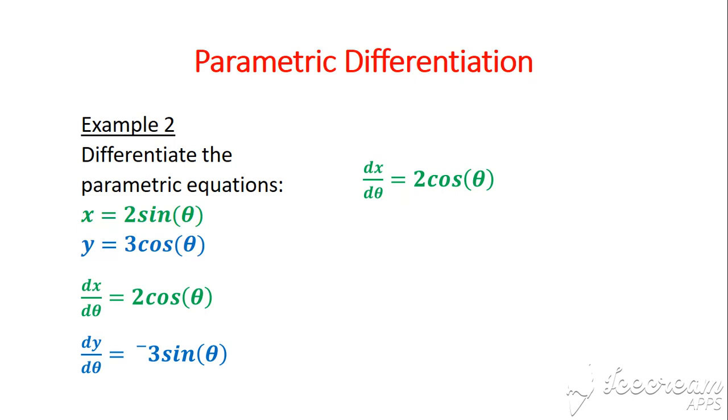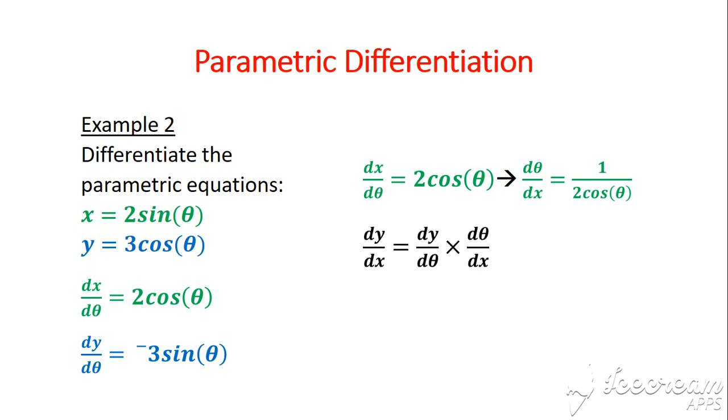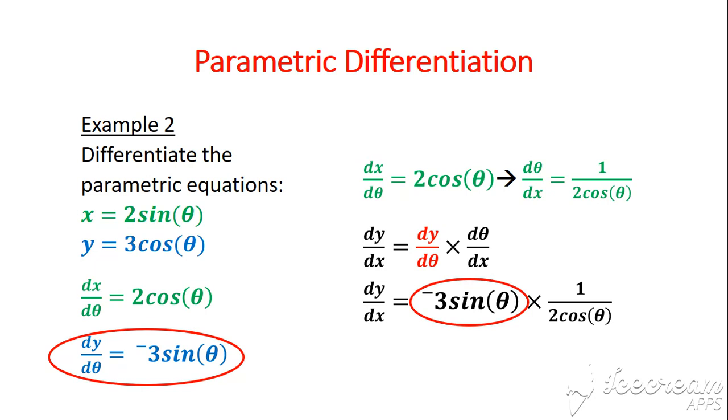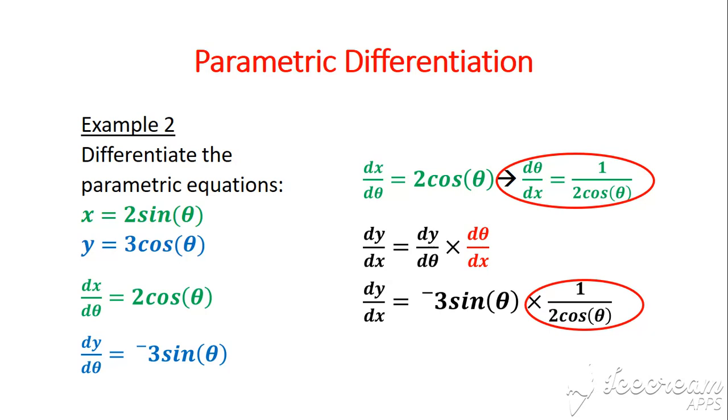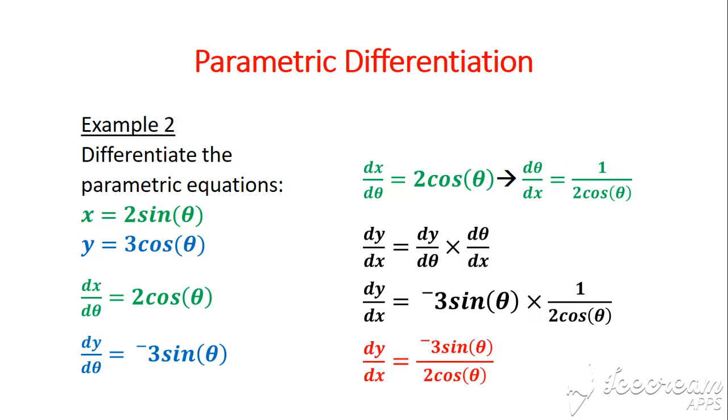Let's once again flip dx/dθ upside down to get 1 over 2 cosine theta. And let's put these together to get dy/dx. So we get dy/dθ, which is negative 3 sine theta, times dθ/dx, which is 1 over 2 cosine theta. And we put these together to get our gradient formula dy/dx, which is negative 3 sine theta divided by 2 cosine theta.